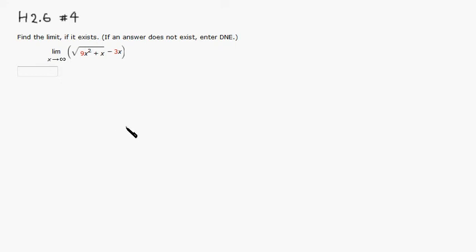Alright, let's go over homework 2.6, number 4. Right, so we have a limit that we need to evaluate. X is actually going to infinity.